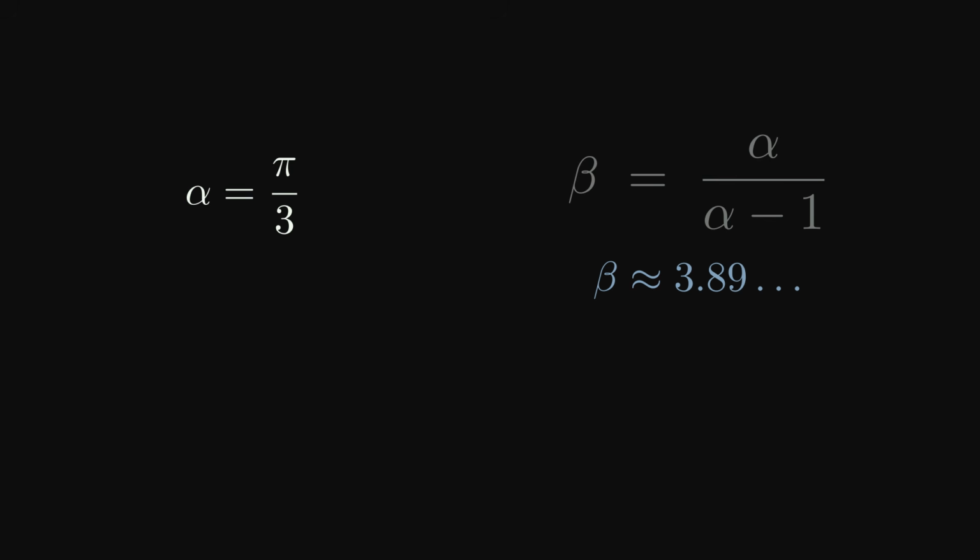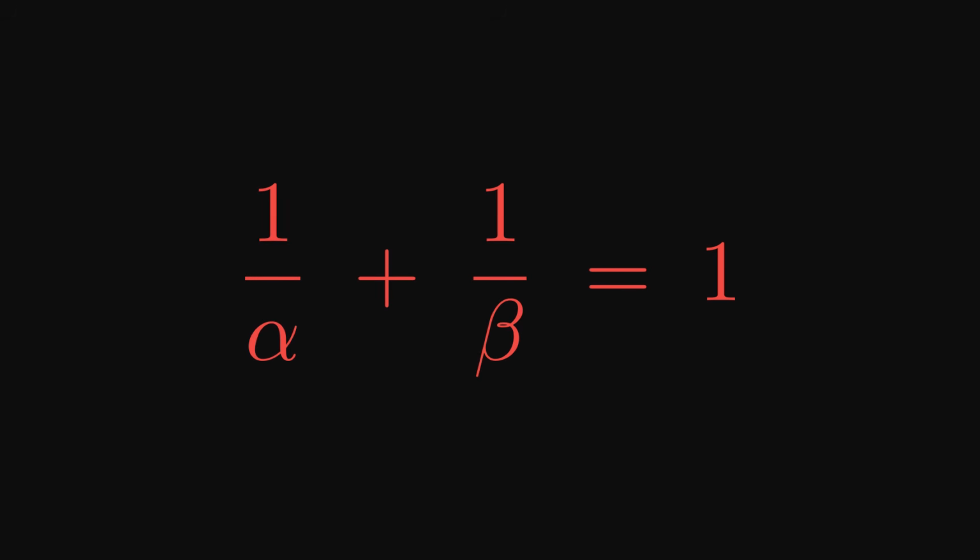So we have two irrational numbers, alpha and beta, derived from any irrational we picked. They satisfy a clean relationship. 1 divided by alpha plus 1 divided by beta equals exactly 1.